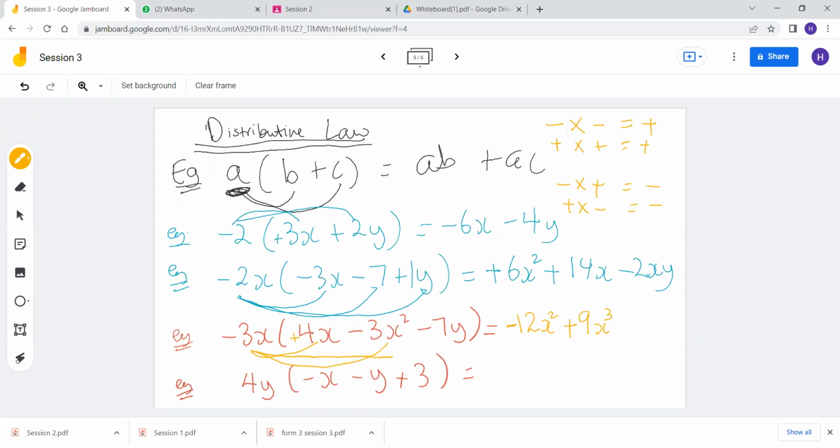Last one here, we have 7 3s are 21, x times y is xy, and negative by negative is positive. Good. So that one wasn't too hard. Just take your time, right? And you're good to go, right?